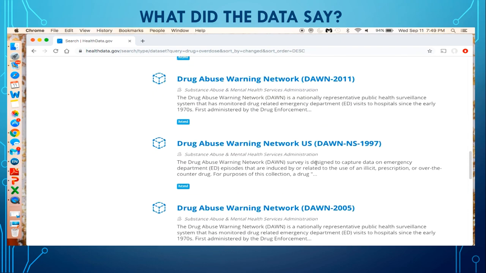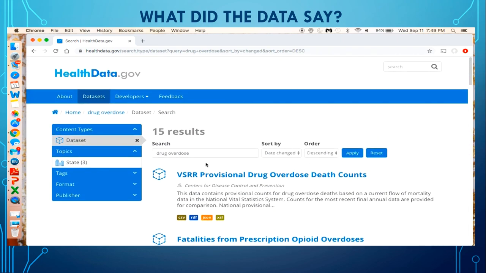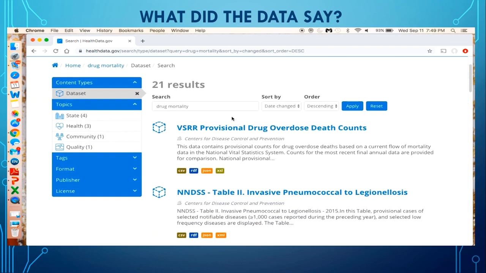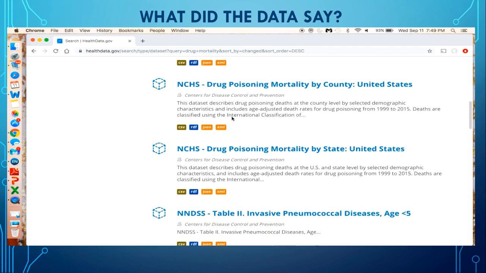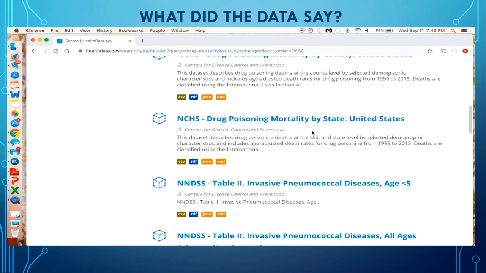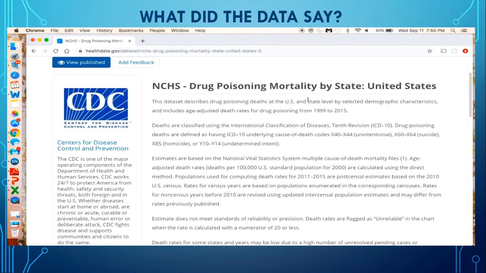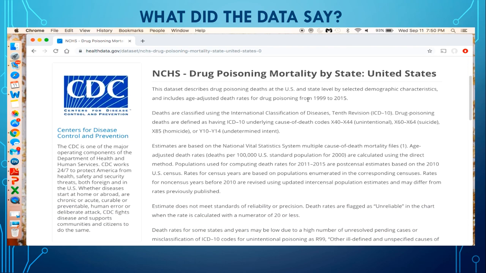So we decided to reword our search to drug mortality, which produced 21 results. Looking through these, we found a data set named Drug Poisoning Mortality by State in the United States. This study was conducted by the CDC.